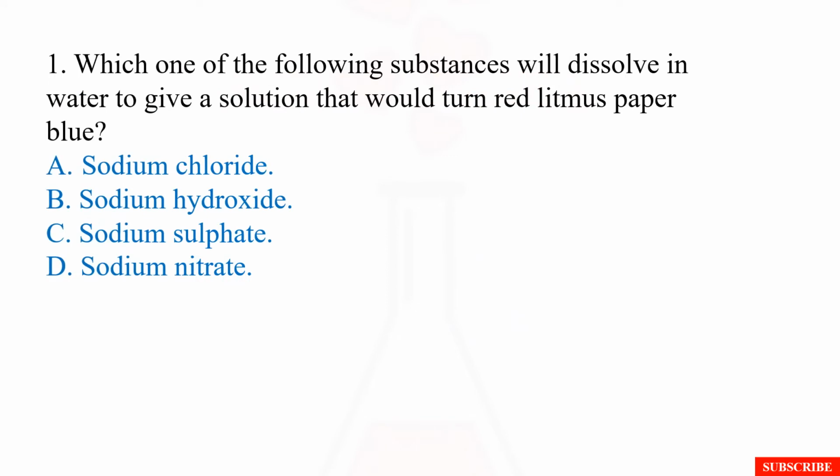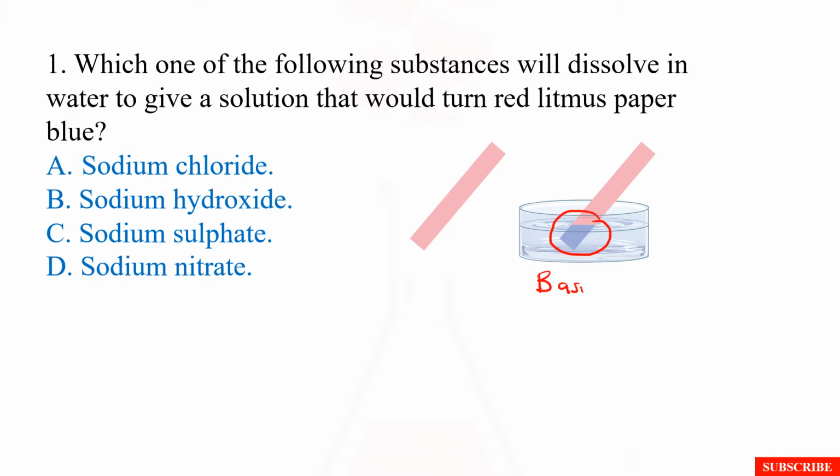Question 1. Which one of the following substances will dissolve in water to give a solution that would turn red litmus paper blue? Now, a litmus paper is basically an indicator that will always tell us the nature of the solution in which we have placed it. So, when a litmus paper turns from red to blue, this is an indicator that the solution in which we have placed our red litmus paper is actually basic.